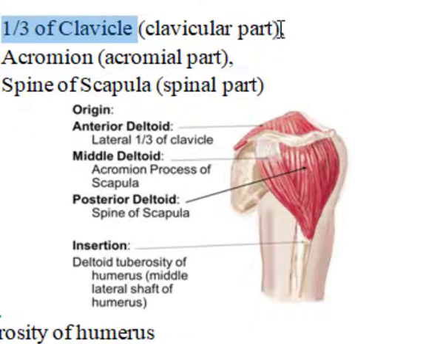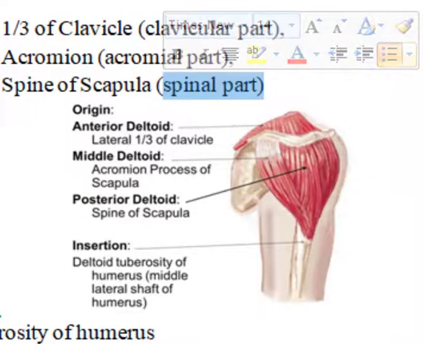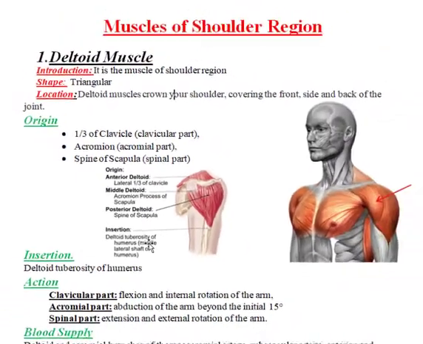The lateral third of the clavicle, the clavicular part; the acromion process, the acromial part; and the spine of the scapula, the spinal part. So it has three parts: the clavicular part, the acromial part and the spinal part. This is the clavicular part, this is the acromial part, and this is the spinal part. The spinal part is the posterior part. Look, origin: anterior deltoid, middle deltoid and posterior deltoid. So the origin of each part I have discussed with you.